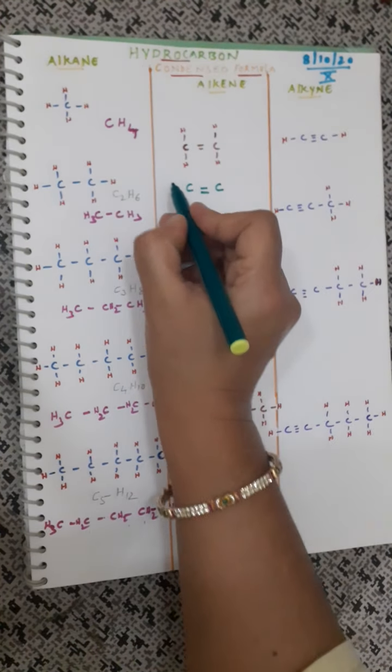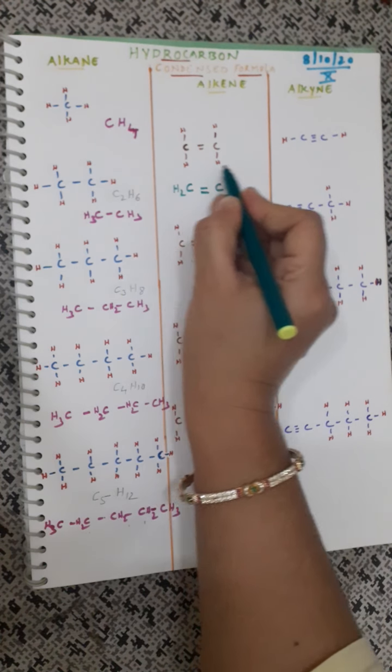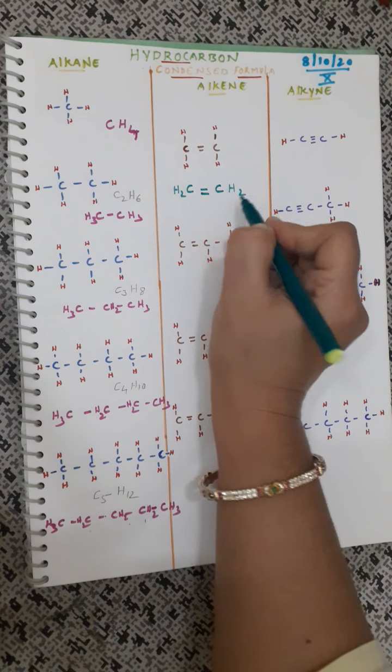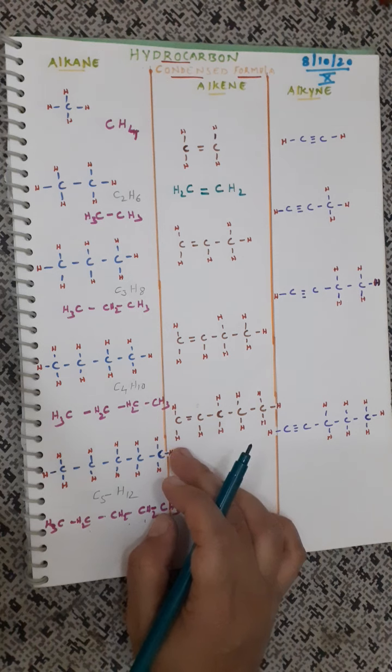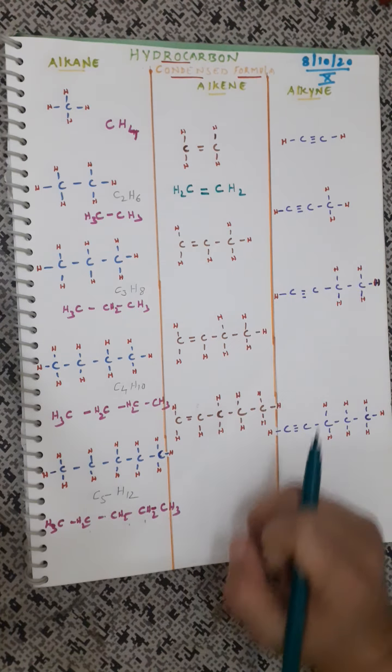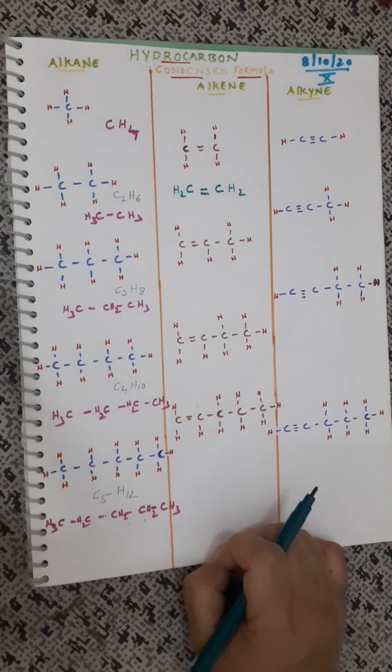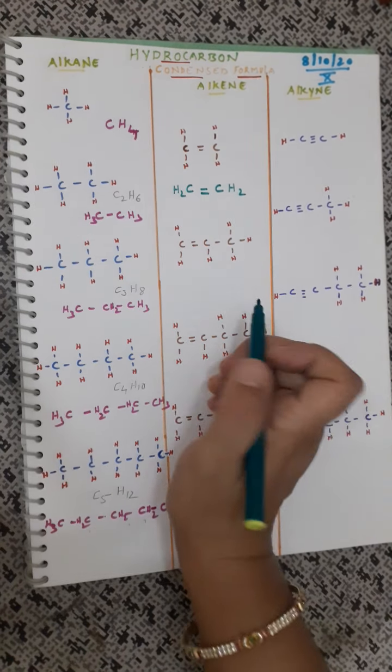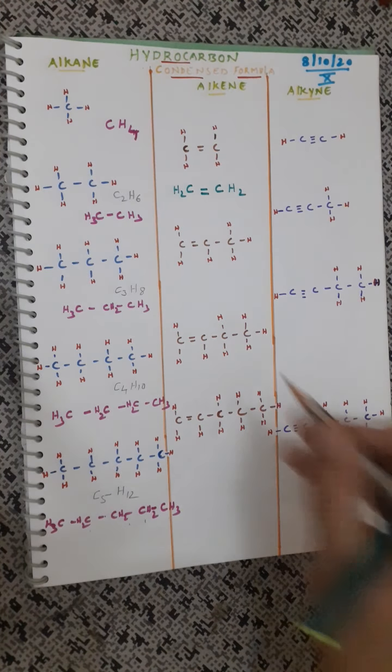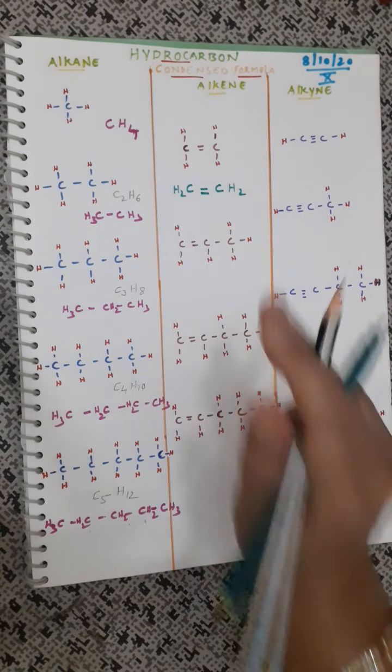And then how many hydrogens for the first carbon? 2. Second carbon, 2. I hope now, children, you are with a pen and paper and practicing along with me. If you practice along with me, you will easily get them. Then what is the condensed formula? CH2 double bond CH2.